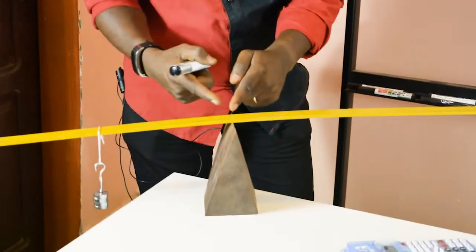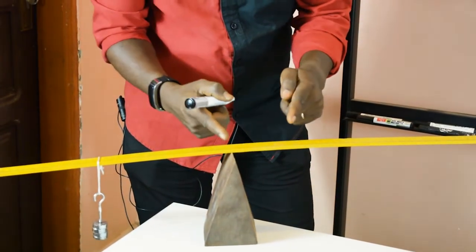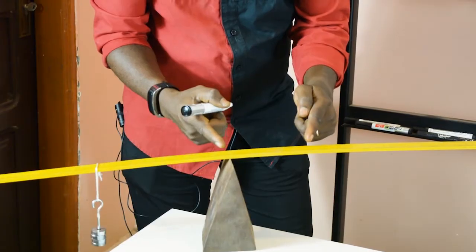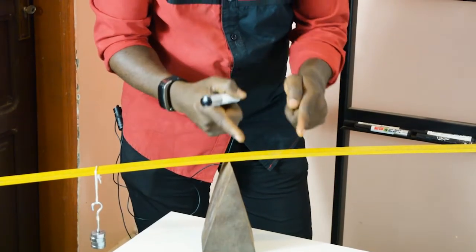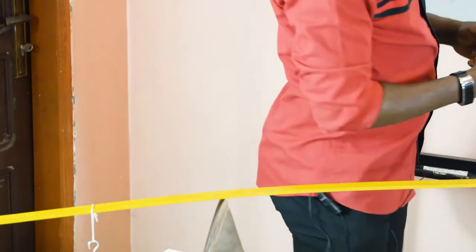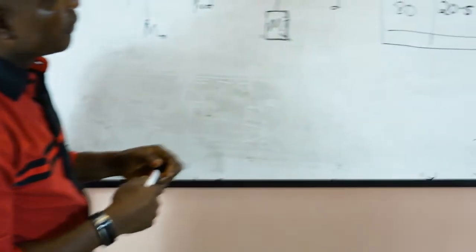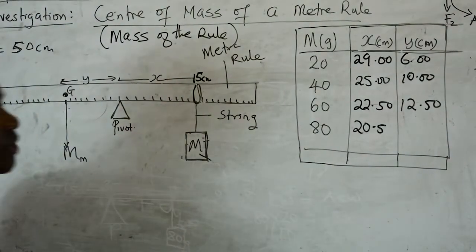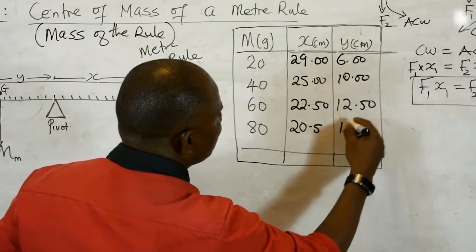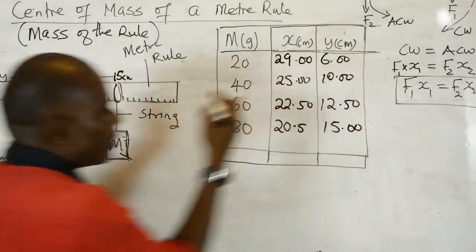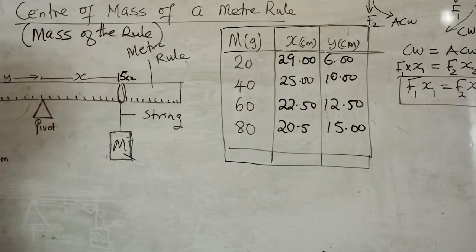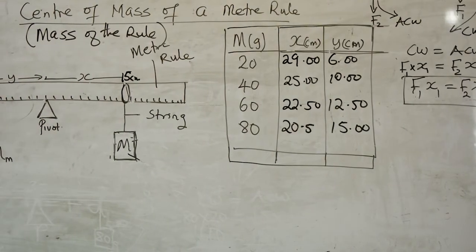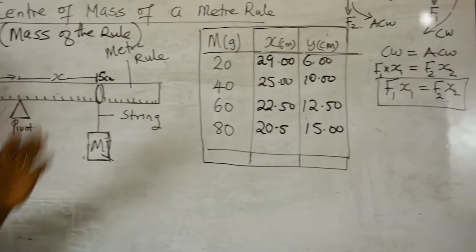Now this is balancing at 35. So from 35 to 50 is 50 minus 35. You see the difference between 50 and 35 will give me 15. So I have already got the readings for all the set of masses, 20, 20.